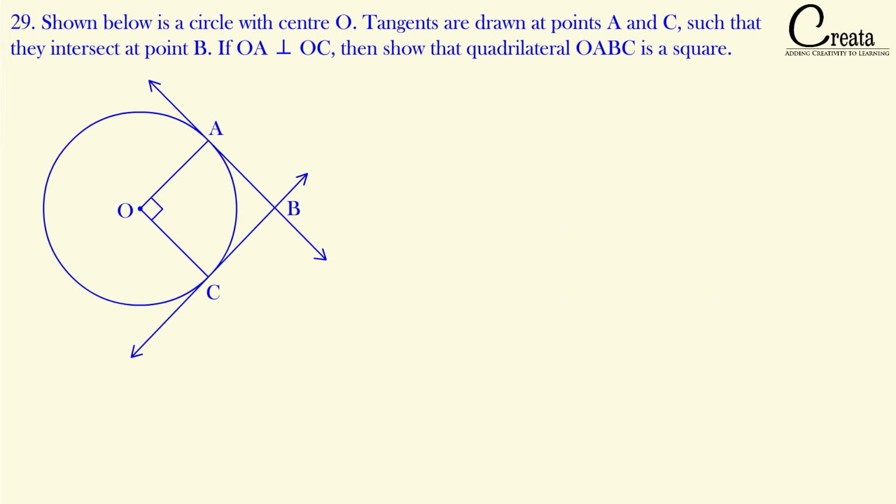This is the question. Observe the question, pause the video and try to solve it. Let's approach this question. In this question, a circle is given and two tangents are given from the points A and C. And point O is the center of the circle. The two tangents are intersecting at the point B. It is given OA is perpendicular to OC. It means this angle is 90 degrees. And we have to show that the quadrilateral OABC is a square.